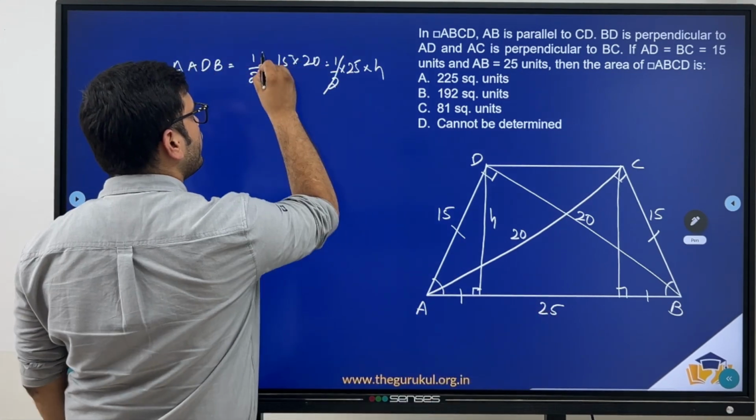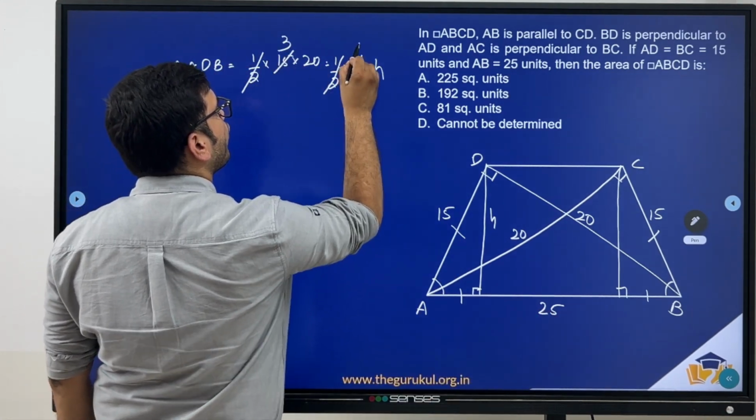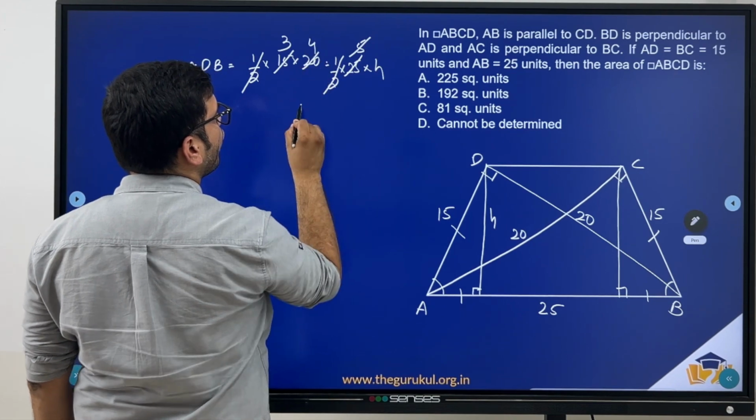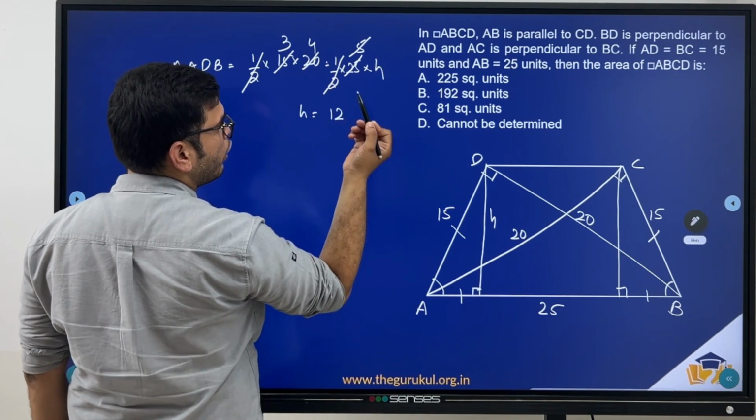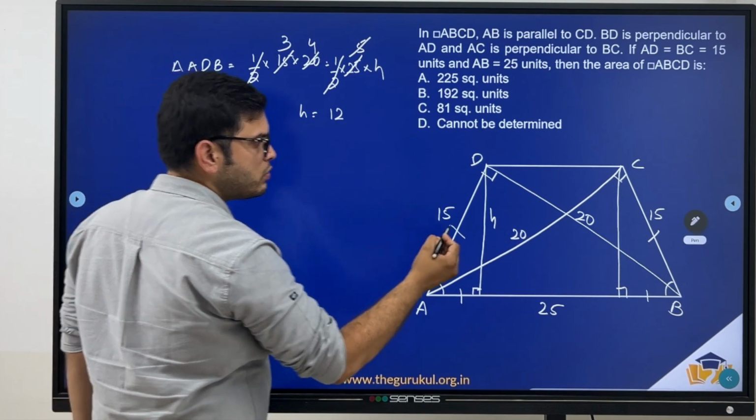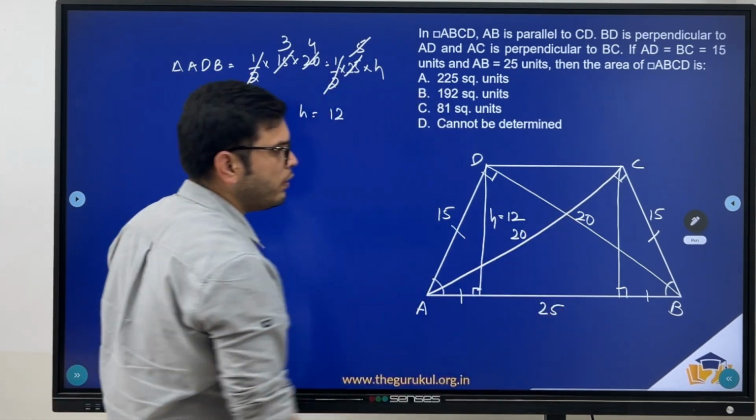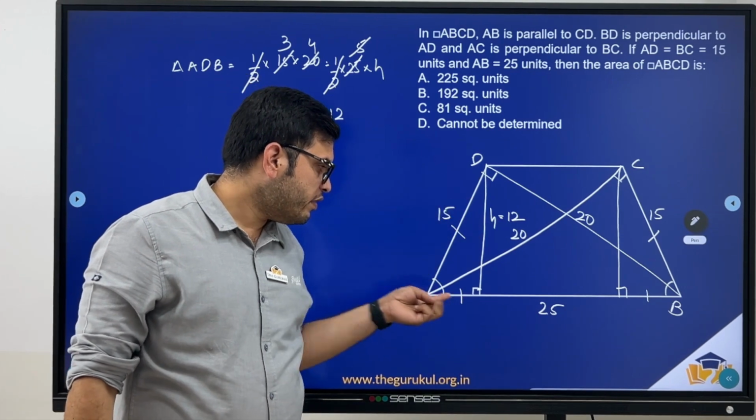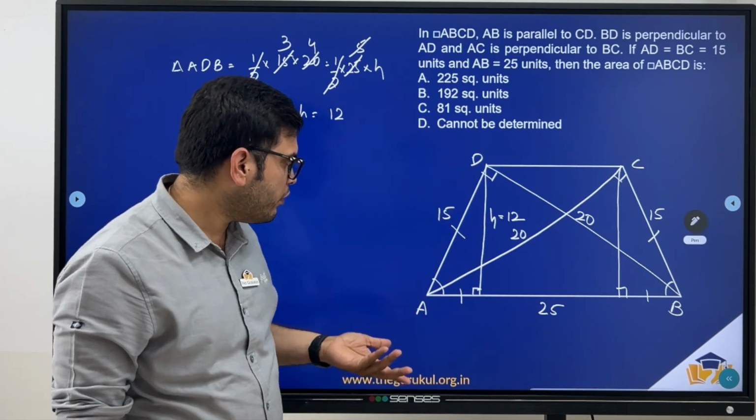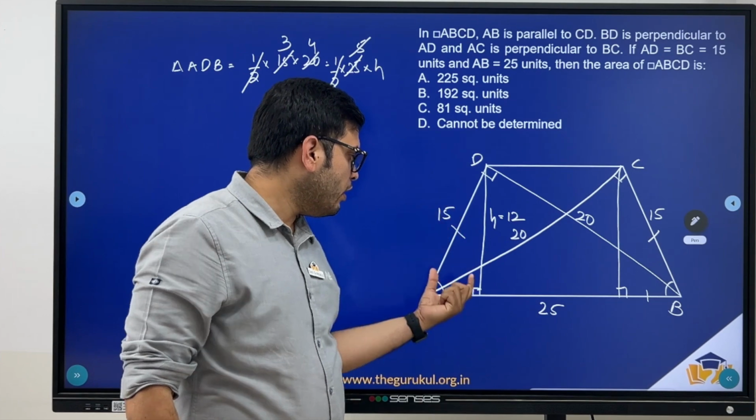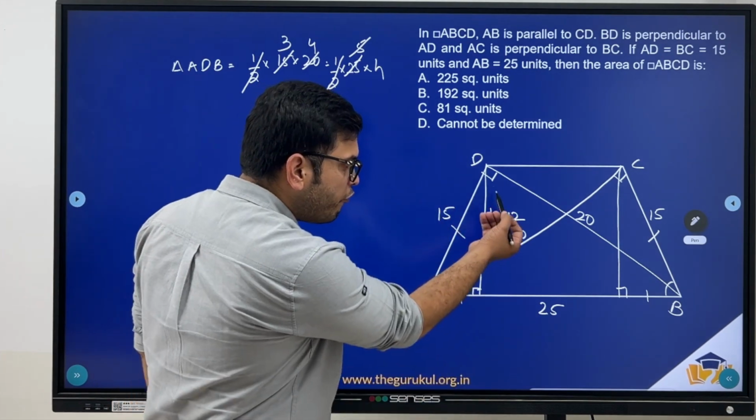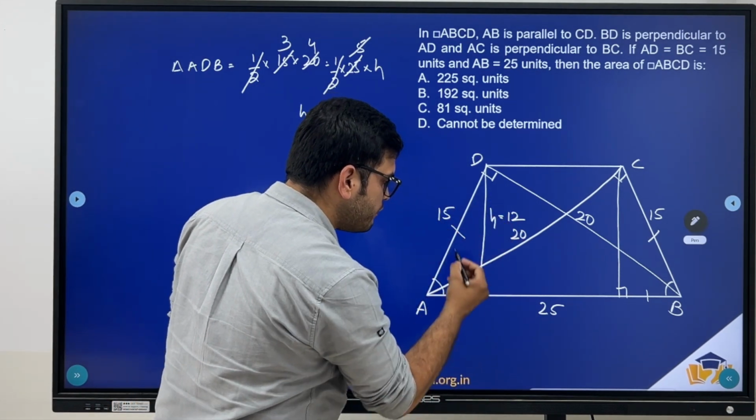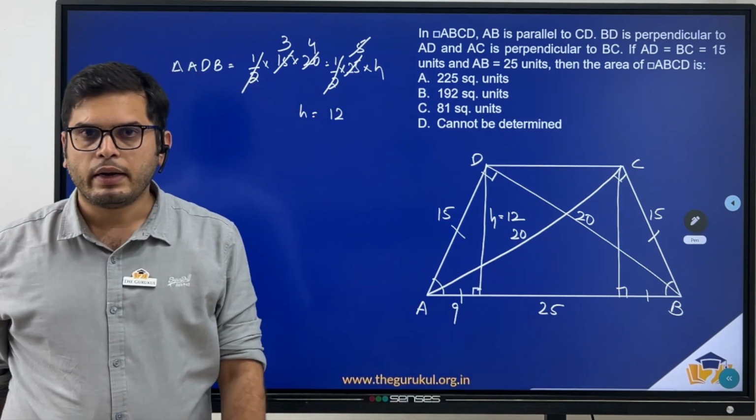So I can cancel these two: 5 threes, 5 fives, 5 fours, or h is equal to 3 into 4, 12 units. Okay, so this is 12, right? Now 12, 15. Now this is a right angle triangle. I can apply Pythagoras triplets. So 4 is to 5. Now this should be of 3 parts. Now if 4 parts is 12 and 5 parts is 15, the 3 parts has to be 9, right?